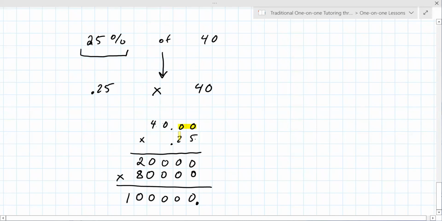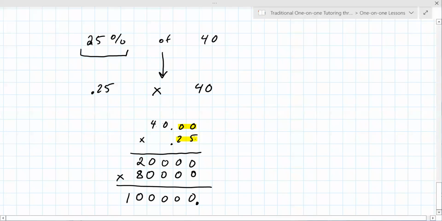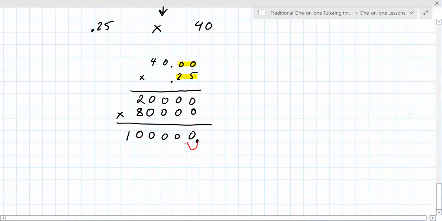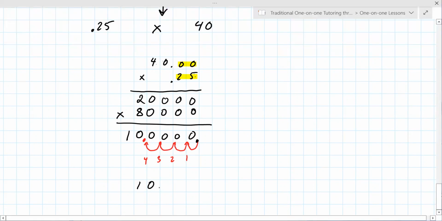So you count the number of decimals. How many decimals are there in both of these numbers? 2 and 2, which makes 4. And that's how many times you move the decimal over: 1, 2, 3, 4. So you move your decimal over 4 times, and your final answer is 10.